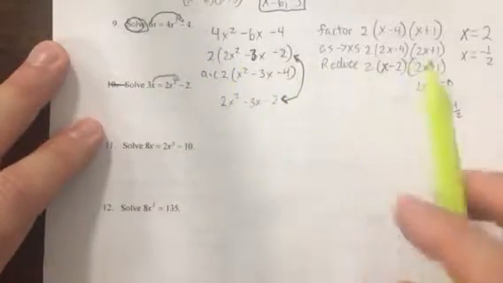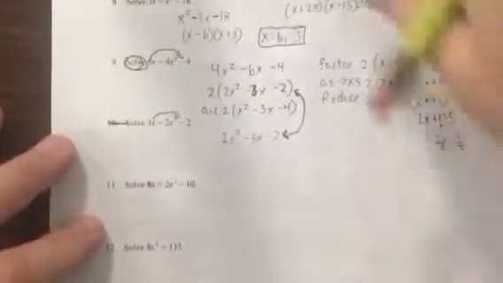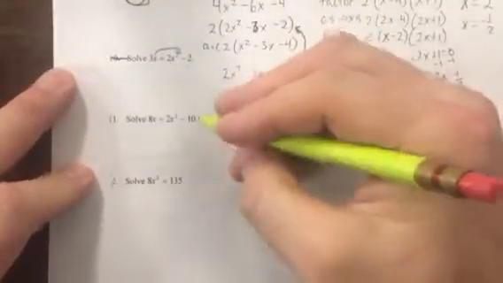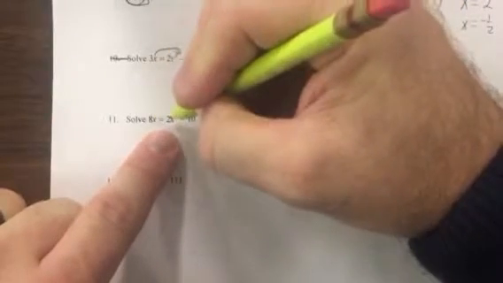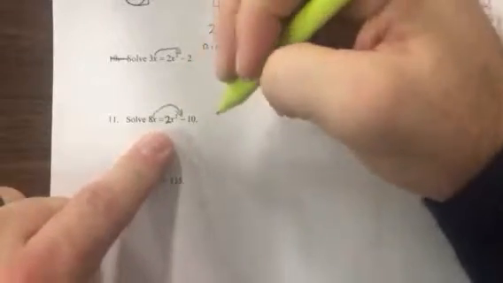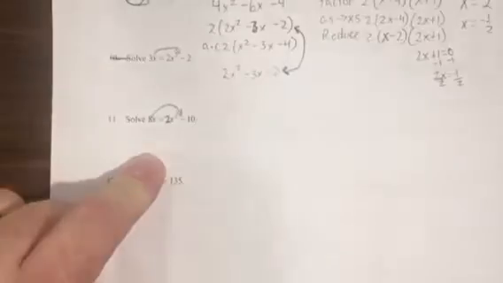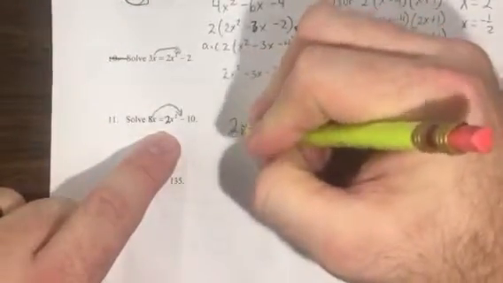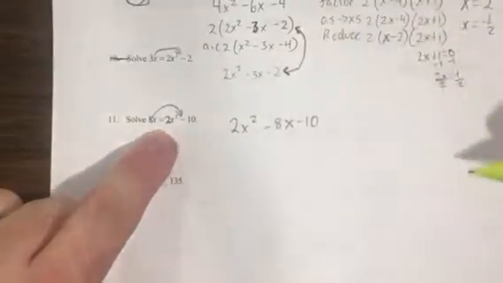Okay, is this part right here. Now let's take a look at number 11. And all we are doing is solving. So I want to keep the a part squared, bring the 8x over. So this is going to be 2x squared, minus 8x minus 10.